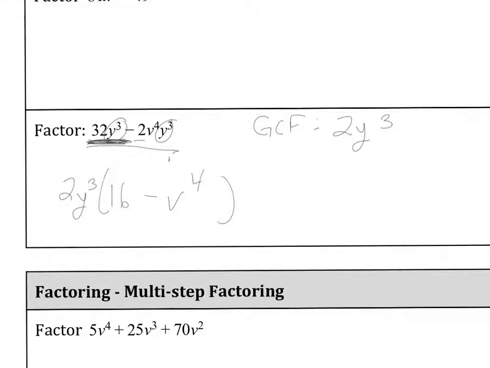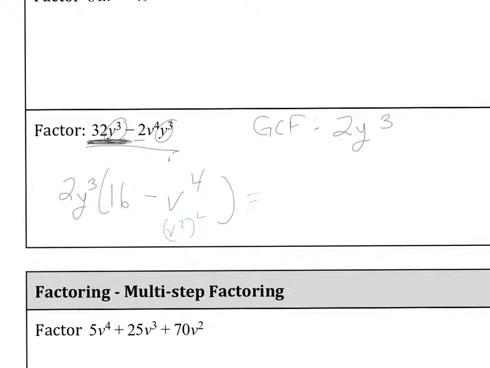But then I'm realizing something else. I'm realizing that this is, in a way, a difference of perfect squares. Like 16 definitely is a perfect square. That subtraction sign's got me thinking. And there is something I can square to get v to the 4th. V to the 4th is like a v squared squared.